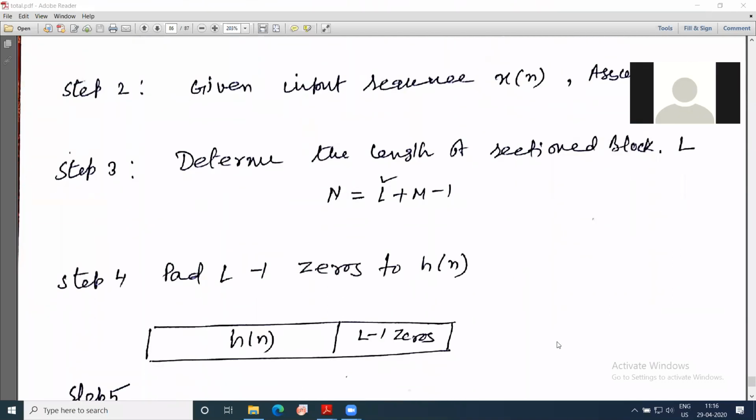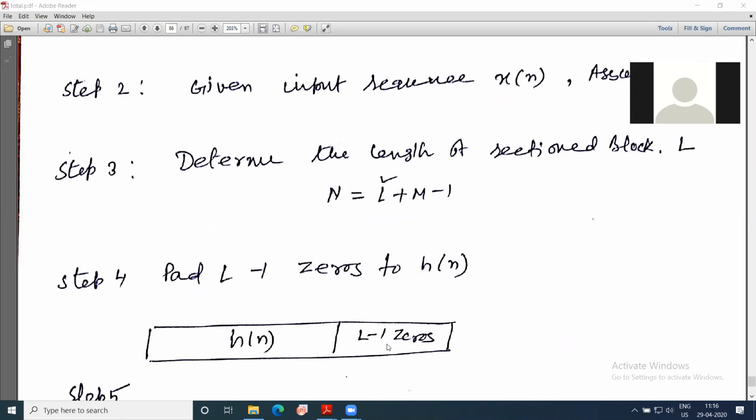Now I have to find L minus 1. Suppose L equal to say 4, so 4 minus 1 means 3. So now I will pad 3 zeros. These 3 zeros will be padded with Hn. This is the procedure.